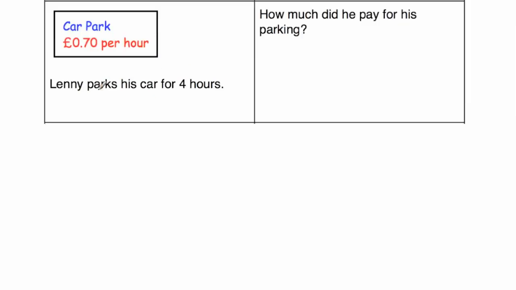Okay, our next question. Our next question says, Lenny parks his car for 4 hours and the car park charge is 70 pence per hour. And the question says, how much did he pay for his parking? So we're going to need to multiply 70 pence by 4. 70p multiplied by 4. And when we do that, we get, well, 4 times 0 is 0. 4 times 7 is 28. So the answer would be £2.80.